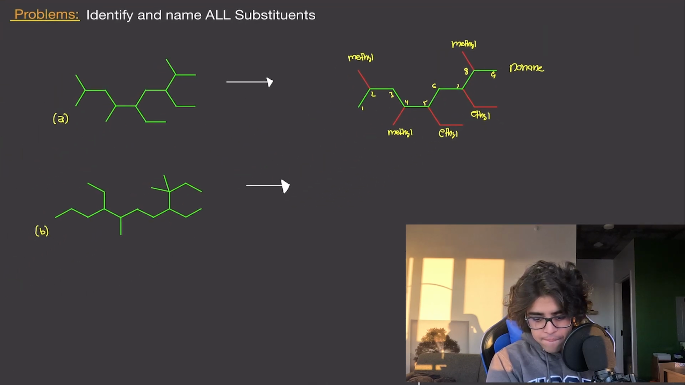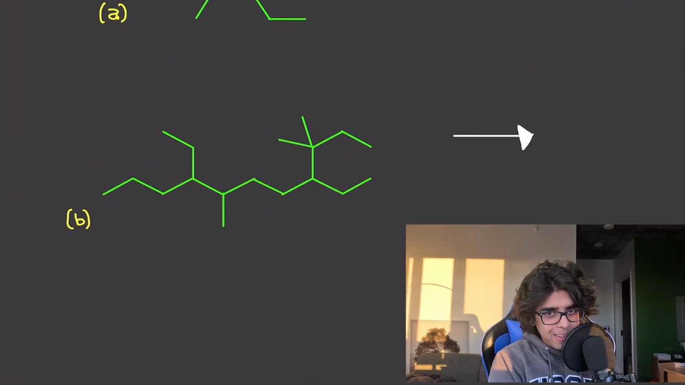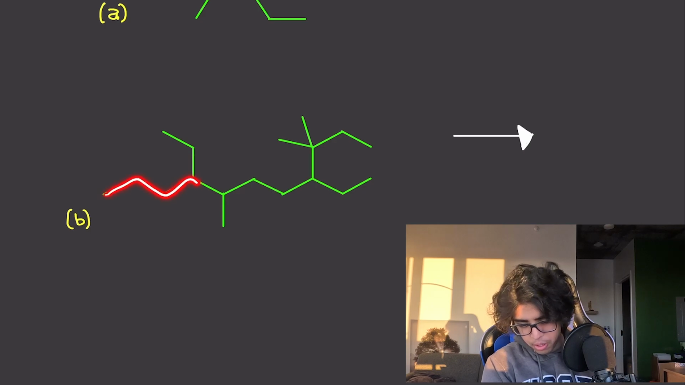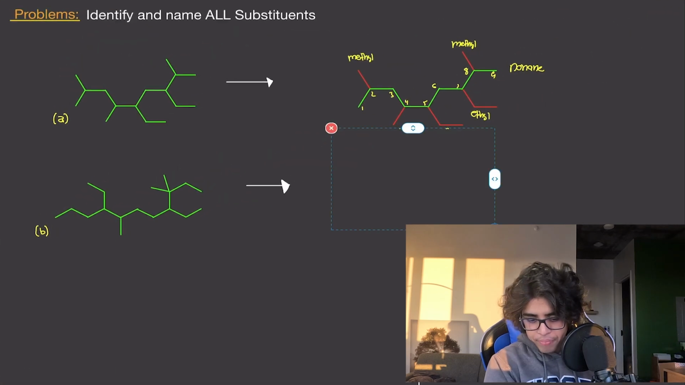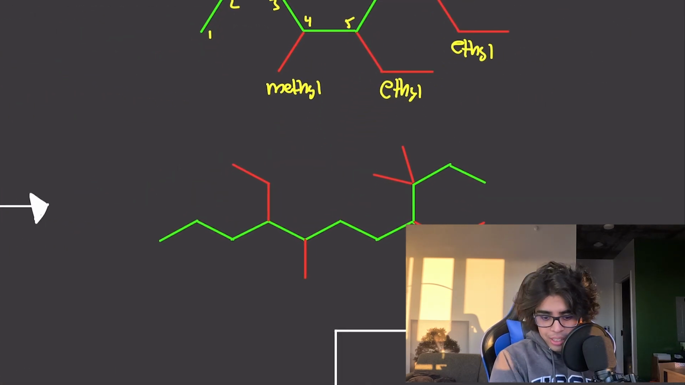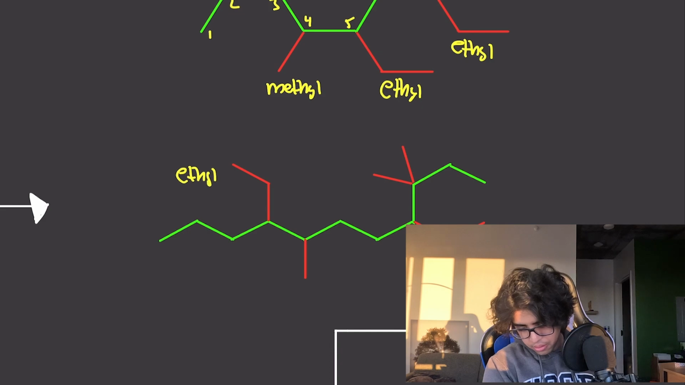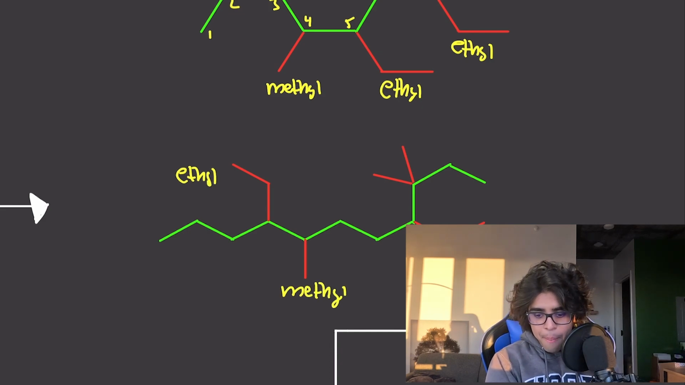Okay, what about this one? This one looks a little complicated. The parent chain is this part right there. Ta-da! So to name the side chains, this top one has 2 carbon atoms, so this is an ethyl. This is a methyl. This is an ethyl. Now, what about this?